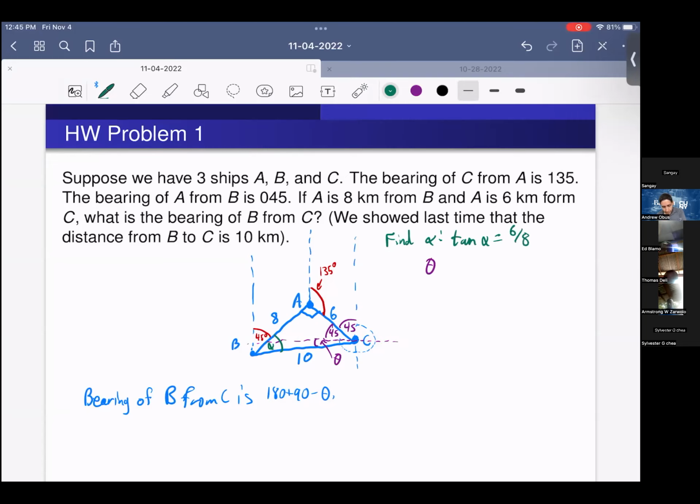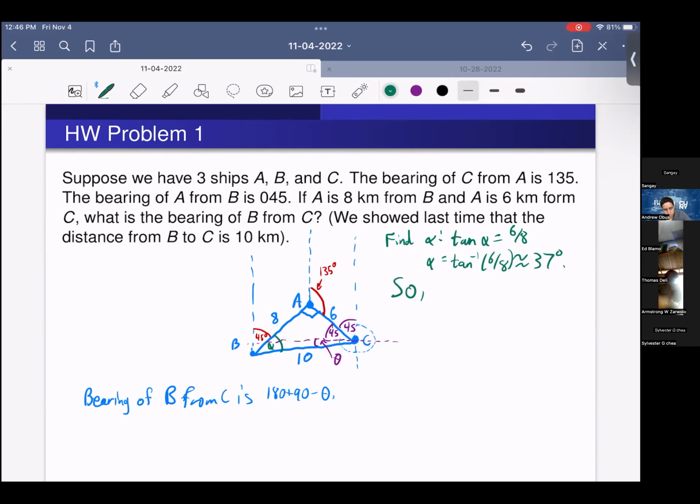6/8. Exactly, it's 6/8 because it's the opposite over the adjacent. So alpha is arctan of 6/8. Alpha will be the inverse of tangent of 6/8, which is roughly 37 degrees. So alpha is 37 degrees, and what does that tell you?